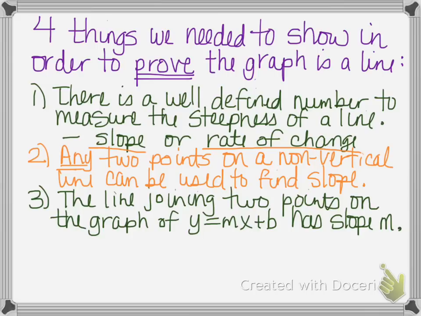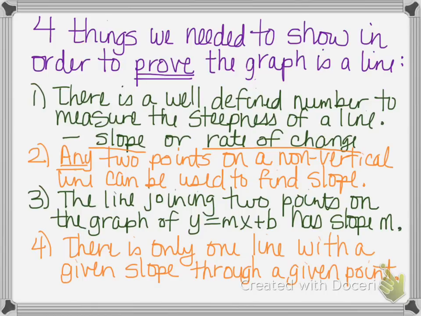The third thing we needed was to show that the line joining any 2 points on the graph of y equals mx plus b has slope m. We did that in the last lesson, and then in this lesson we're going to show that there's only one line with a given slope through a given point. And with those 4 things together, we'll be able to construct a simple proof in the next lesson that the graph of a linear equation is a line.